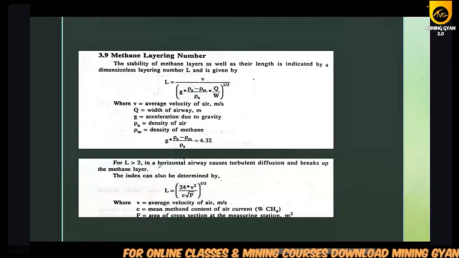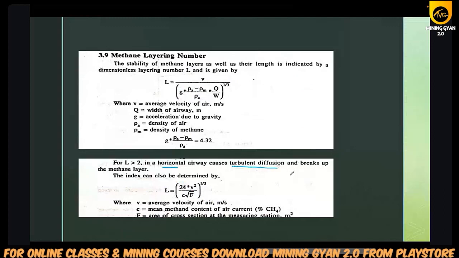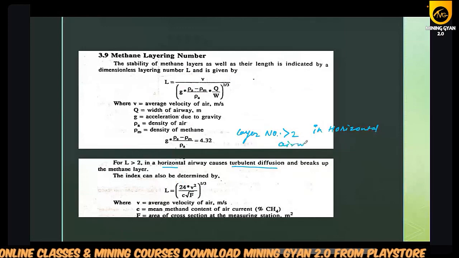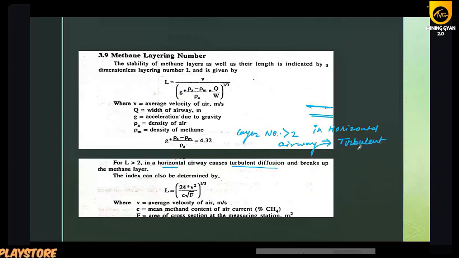So for L greater than 2, horizontal airway, we can use turbulent diffusion to break up the methane. What I want to say is, when the layer number is greater than 2 in the horizontal airway, that means horizontally in the airway, then you will use turbulent diffusion to break the methane layer.